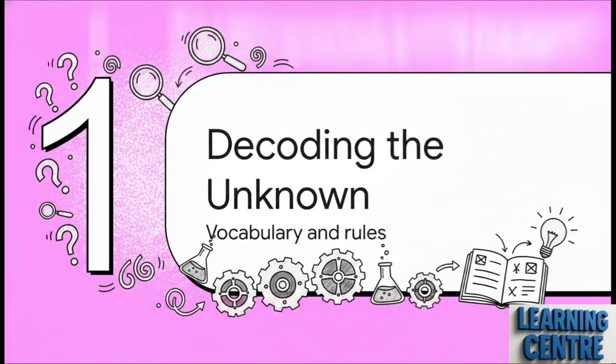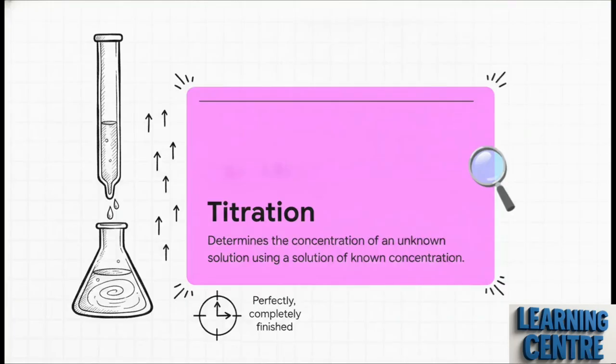All right, part 1, decoding the unknown. This is where we set up the central problem of our mystery, figuring out the exact concentration of a completely unknown solution. So, what exactly is titration? Simply put, it's a lab technique used to figure out the unknown concentration of a solution. And we do this by reacting it with a solution where we actually do know the concentration. It's super common in acid-base reactions. But the real key idea here, gradual addition.